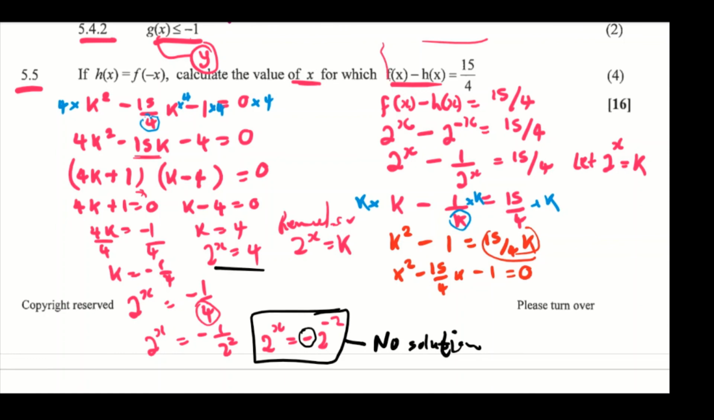But we're going to continue from here. So we're having 2 to the power of x equals 4, which gives 2 to the power of x equals 2 to the power of 2. So therefore x is equal to 2. So that is the solution of x for this problem here. x is equal to 2.